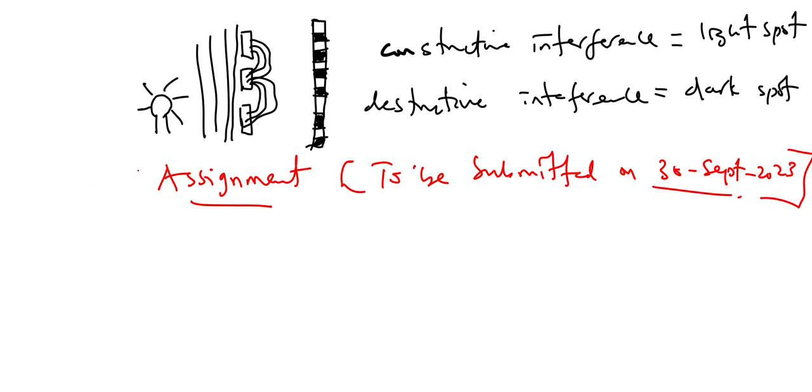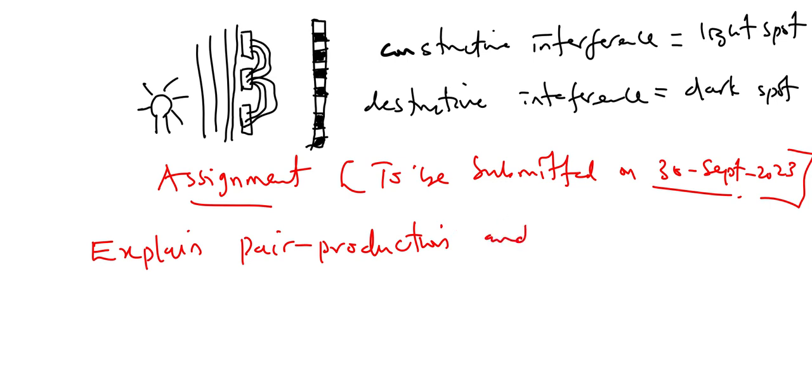The assignment is a simple one. You explain pair production and pair annihilation. You submit next Saturday. Okay, so this is where we stop today. See you next time.